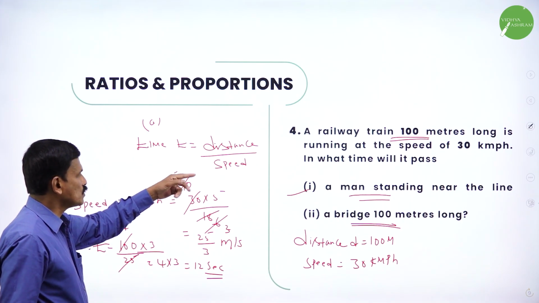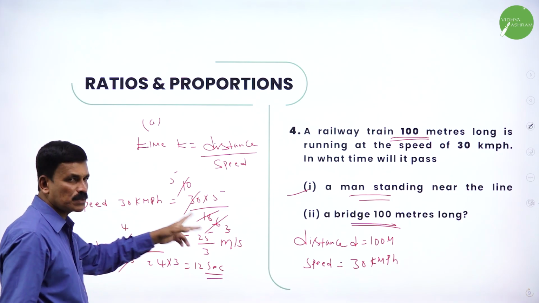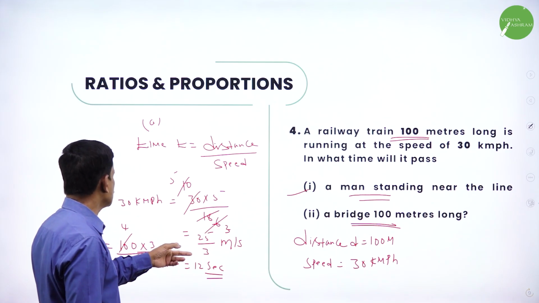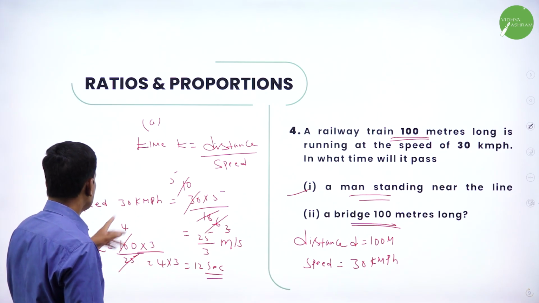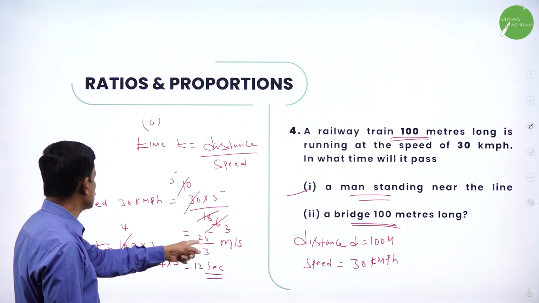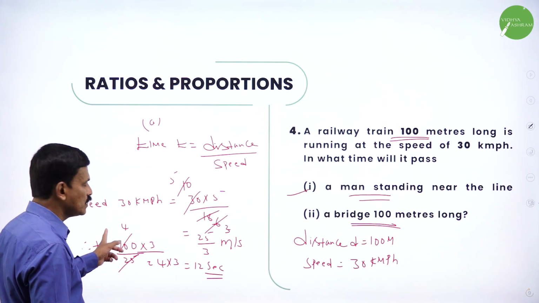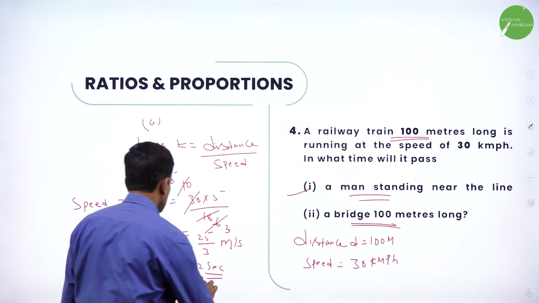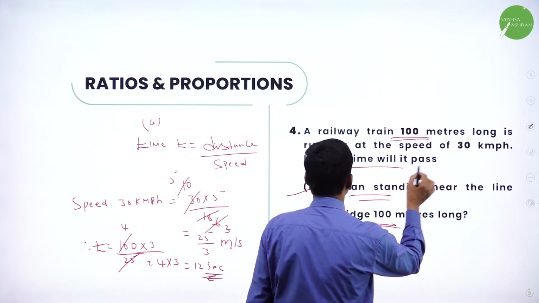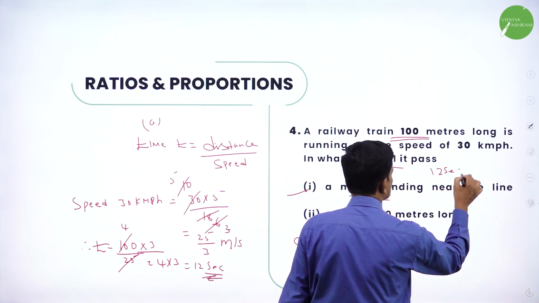So the time is equal to distance by speed. Now just convert the speed 30 kilometers per hour into meters per second: 30 into 5 divided by 18, that's equal to 25 by 3. Therefore the time taken is equal to distance, 100 meters, divided by the speed, 25 by 3. So 25 fours are 100, 4 into 3 is 12. So 12 seconds. So for the man standing near the line, the train will pass him in 12 seconds.